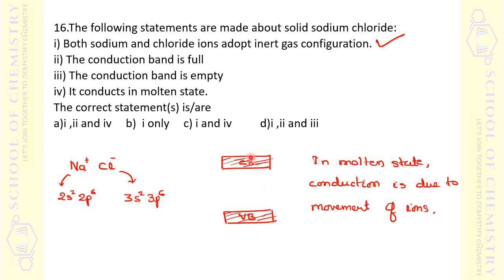Valence band should be filled and conduction band should be empty. Then if this energy gap is less, electrons will move from valence band to conduction band, and that will give you electrical conductivity. But because here in this case the conduction band is full, solid sodium chloride will be a bad conductor, or an insulator of electricity.